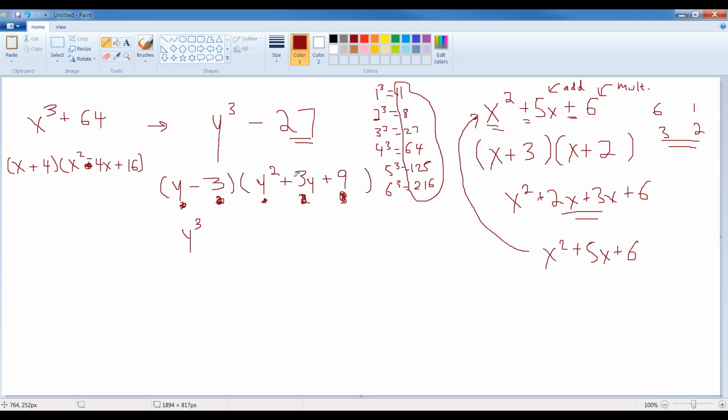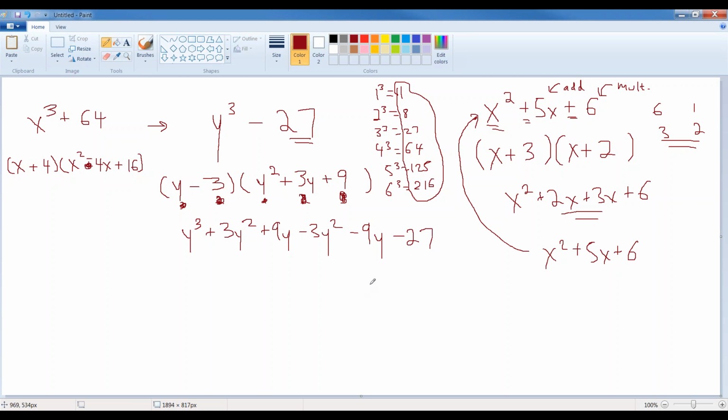Then we multiply this times this. And again, when you multiply two factors, you have two terms, you have to multiply everything by everything. So y times y to the third is y to the third, plus y times 3y is 3y squared, y times positive 9 is plus 9y, and then we have to multiply the 3 by everything else. Negative 3 times y squared is negative 3y squared, negative 3 times positive 3y is negative 9y, and then the last term is negative 3 times positive 9, which is negative 27.